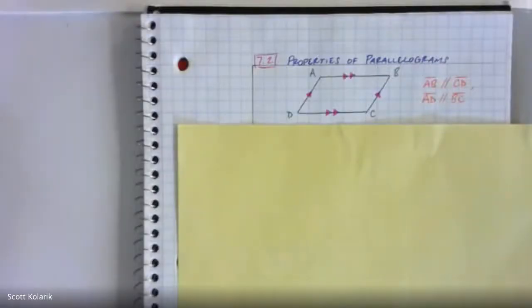All right, Chapter 7, Section 2, Properties of Parallelograms. Okay, we're in this unit of quadrilaterals and other polygons. That was the name of the unit. For the record, we are done with the other polygons aspect of it.